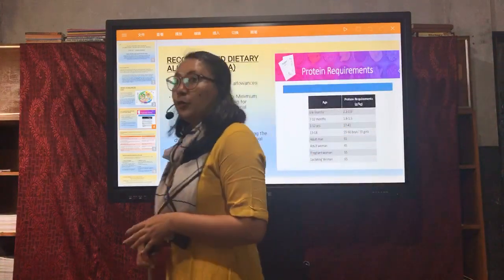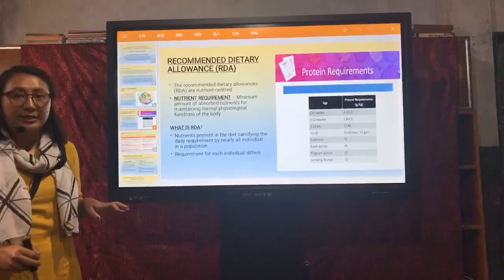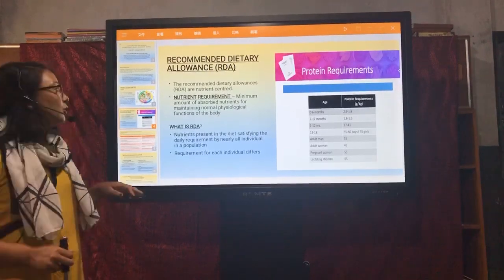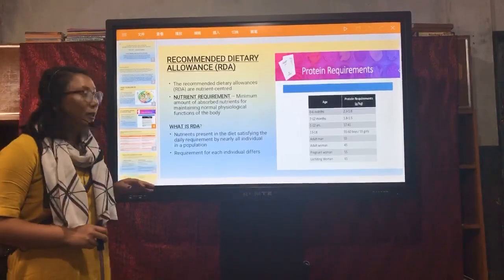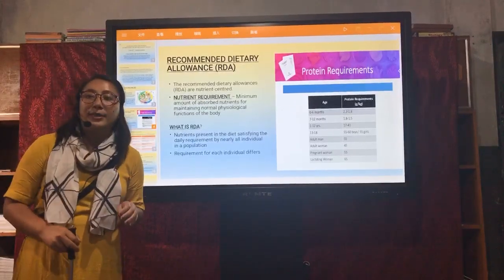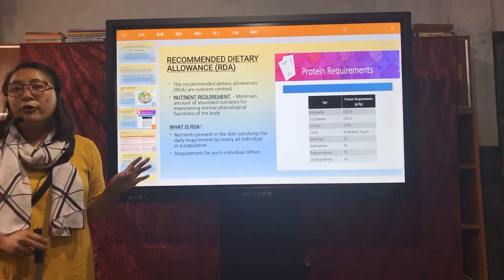Along with the balanced diet, we should also know how much of nutrients are required by a person in our day-to-day life. So there comes recommended dietary allowances. We should understand what recommended dietary allowances are. In short form, it's RDA. So RDA is mostly focused on the nutrients.